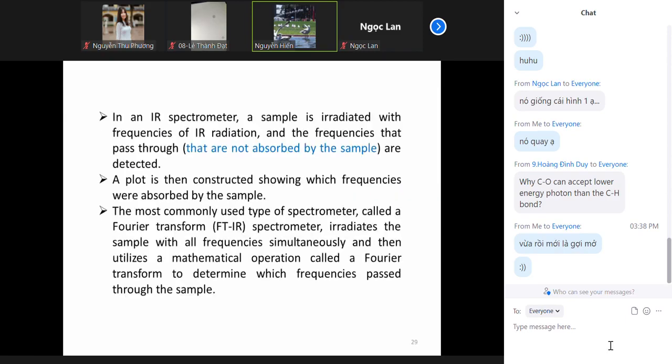I forgot to place here an image of the infrared spectrometers, but I think it's not so important. In infrared spectrometers, a sample is irradiated with infrared light, and then the frequency that passed through, we say the transmitted light, will be detected by the detectors, and a plot is then drawn showing which frequency has been absorbed by the samples. Then the signals will be processed by a so-called Fourier transform and give you the signals. It's not so important.